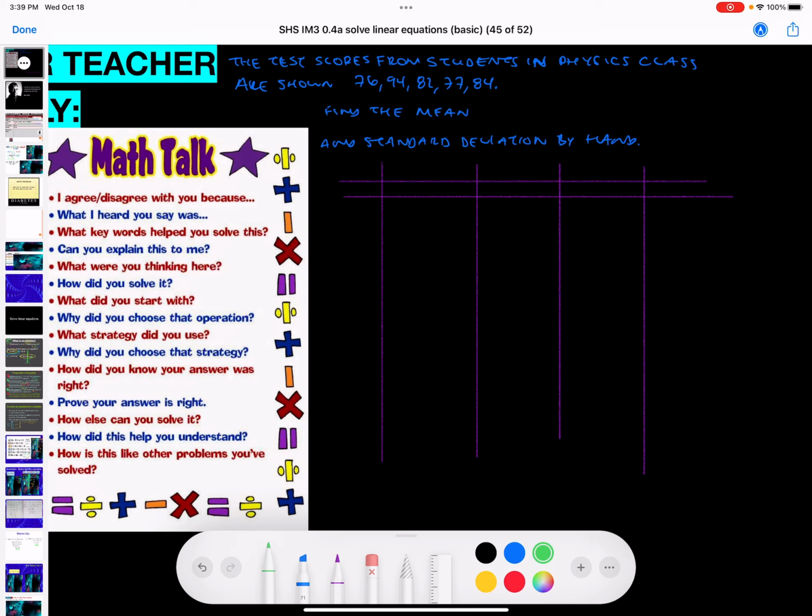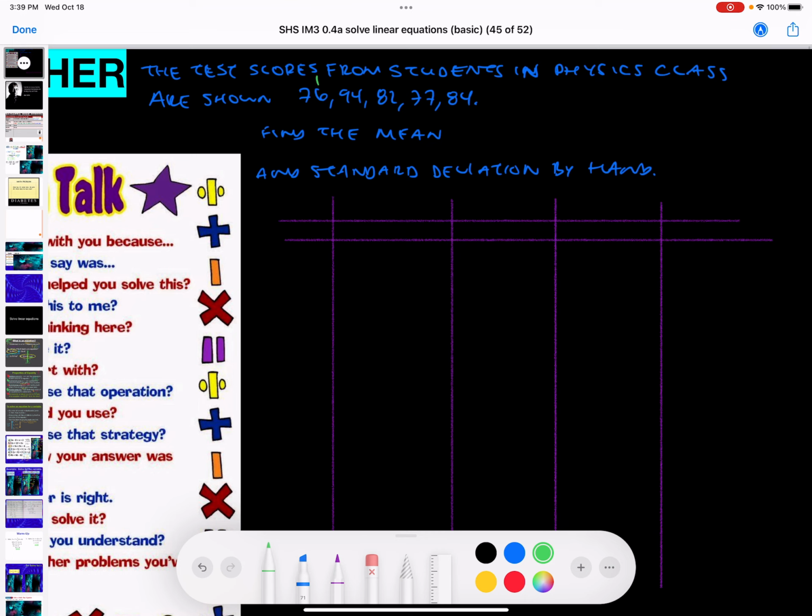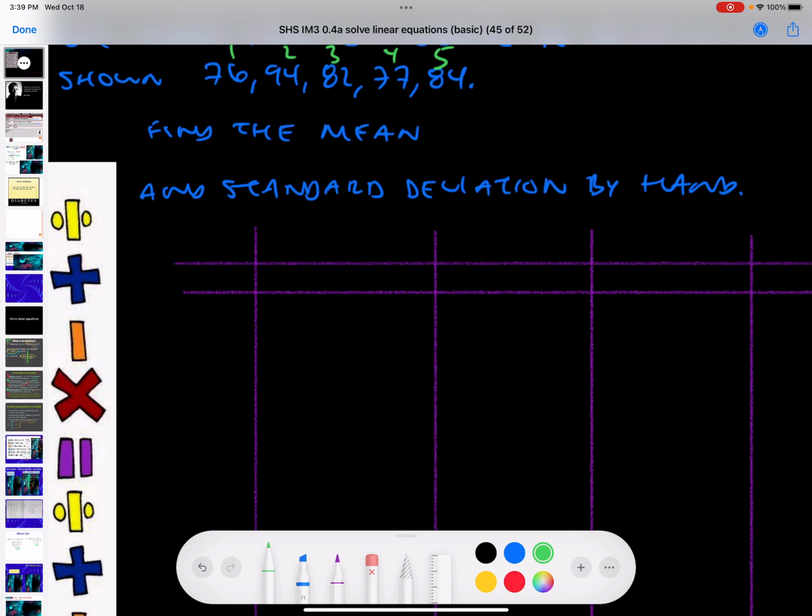Hey guys, let's go over this question about standard deviation and mean. The test scores from students in the physics class are shown: 76. So that's my first, second, third, fourth, fifth number. Find the mean.